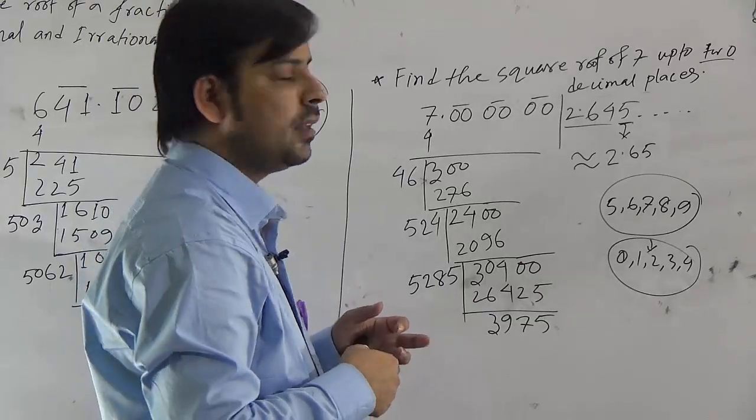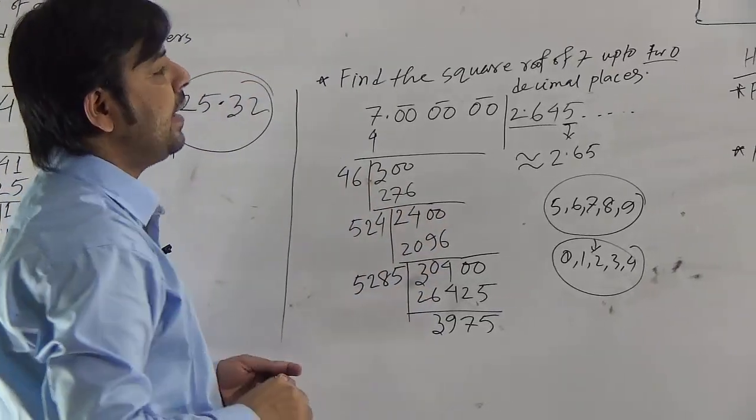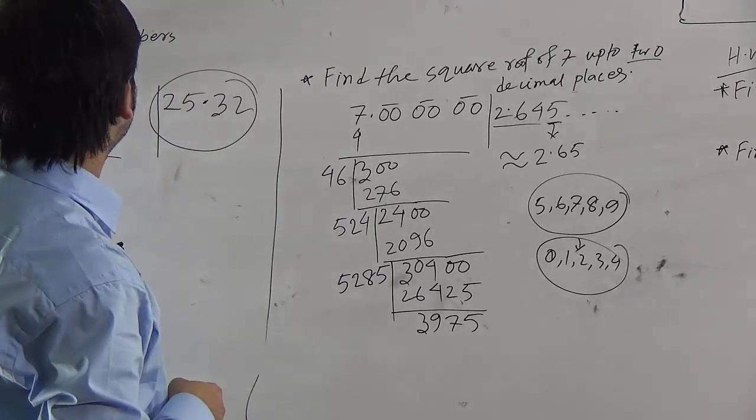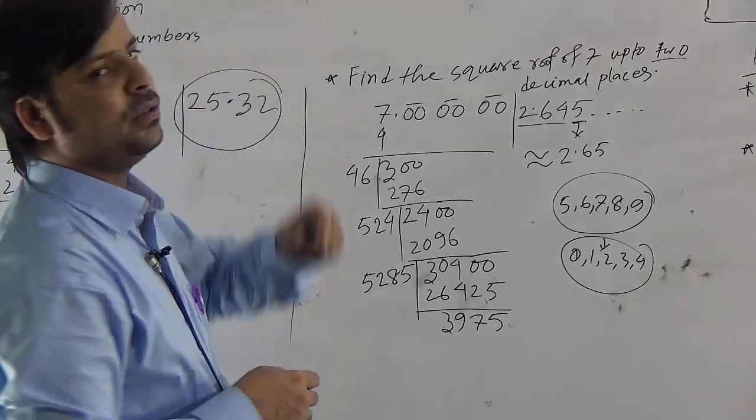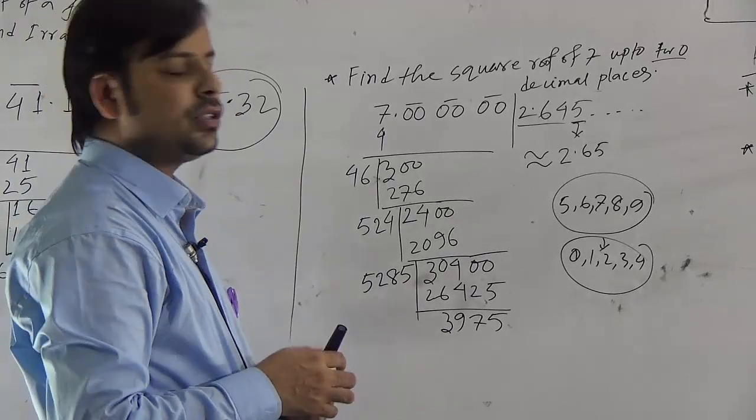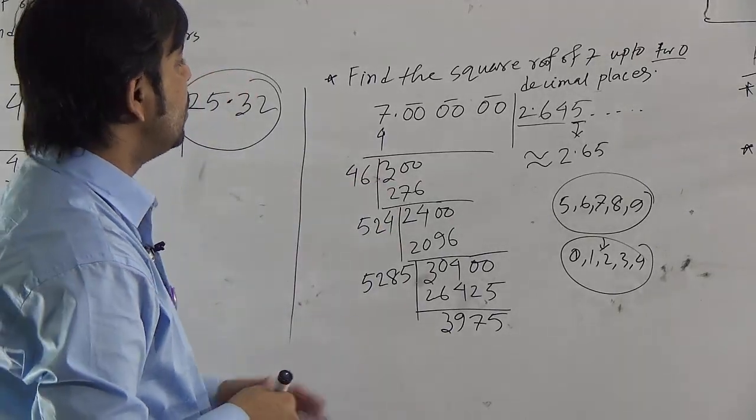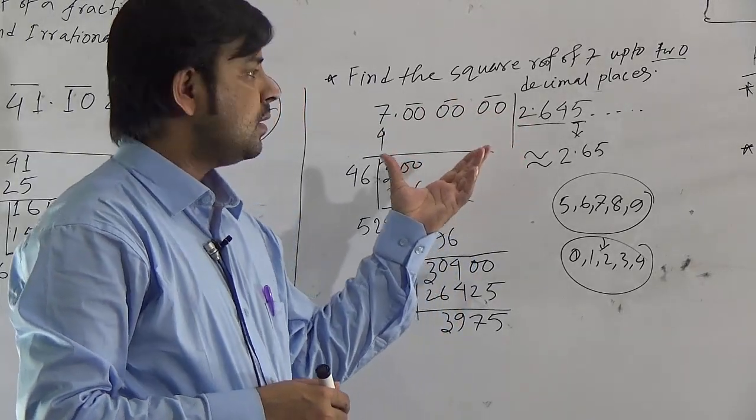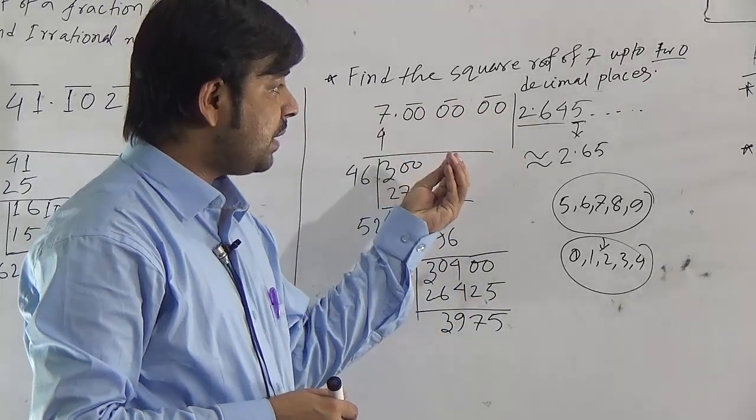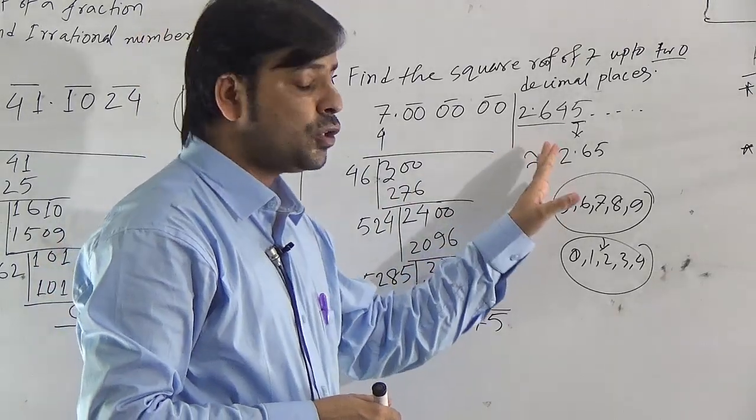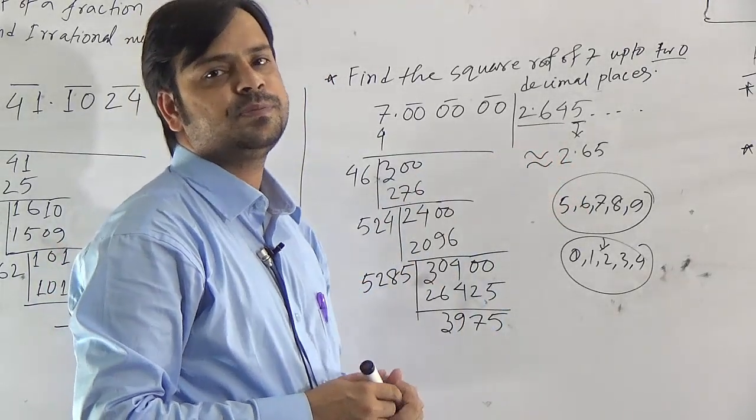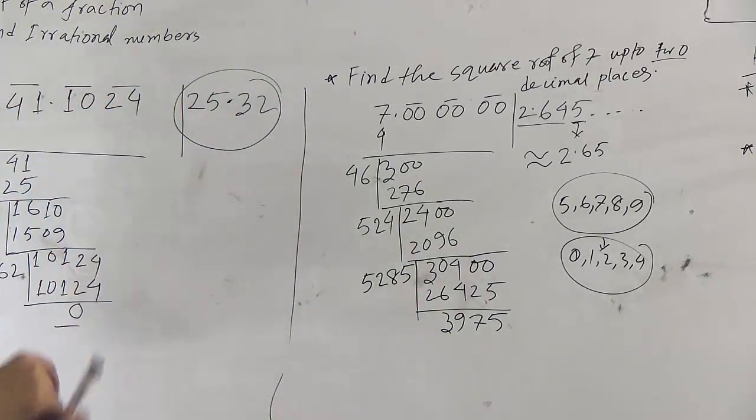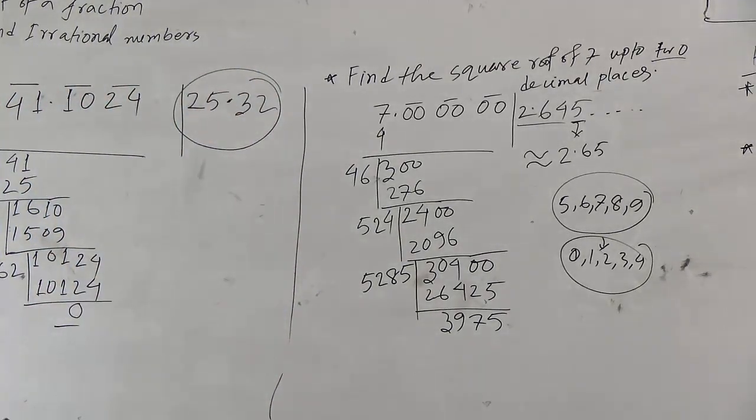This type of square root is known as determination of square root in approximate value. So, the square root of a number in approximate value you have to do in this way. Dear students, I hope you have understood this topic. Then I will go to the next topic.